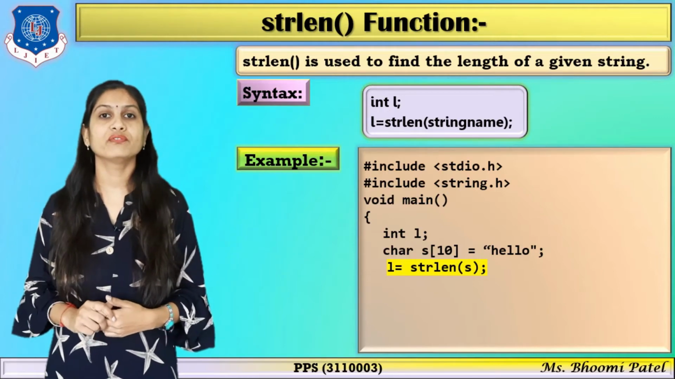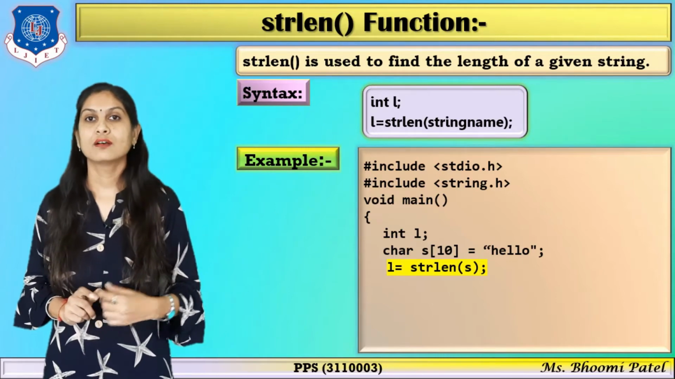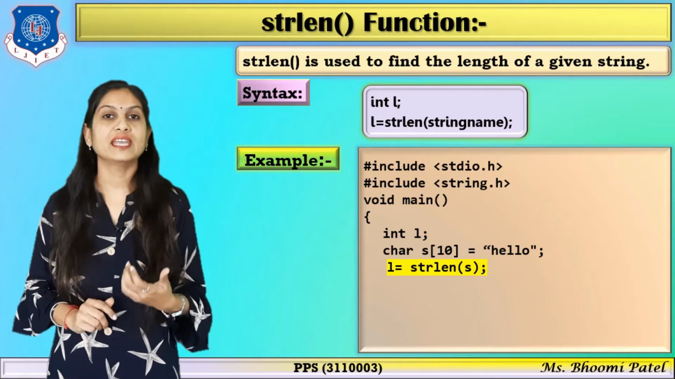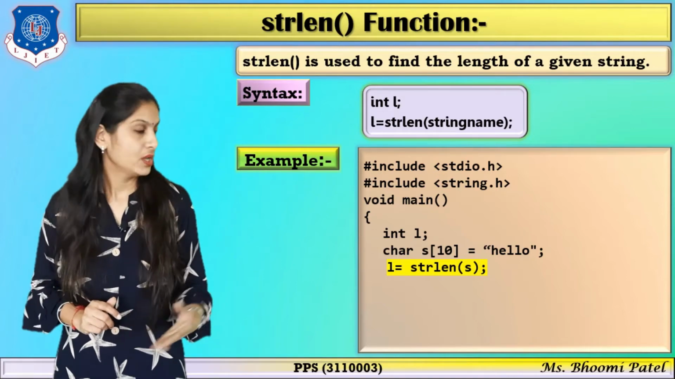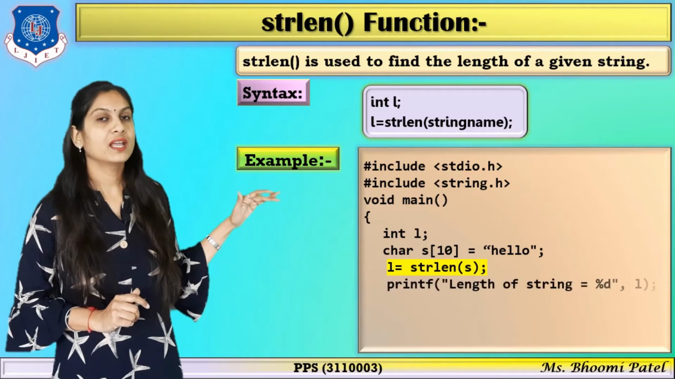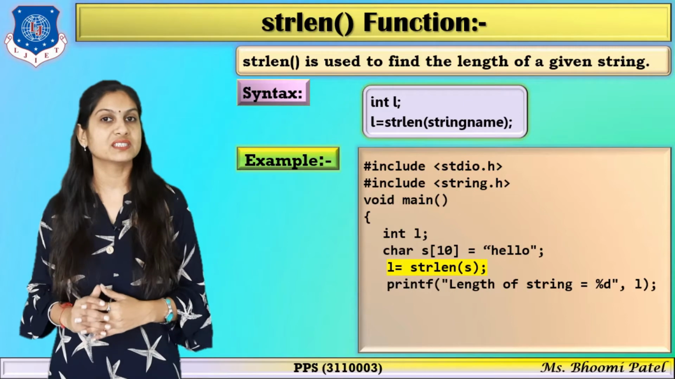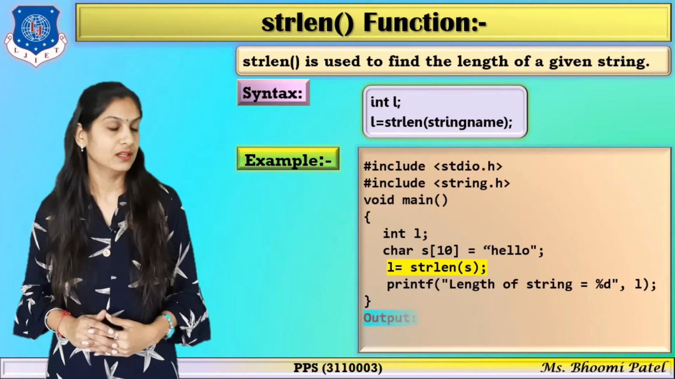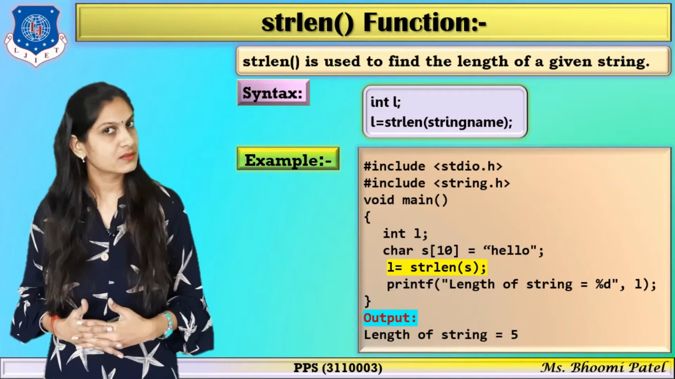Just, the output of this value is what? l = 5 because HELLO. So how many characters are stored? Total 5. So here we will display using the printf function: length of string = %d and the value of l. So we are getting the output: length of string = 5.